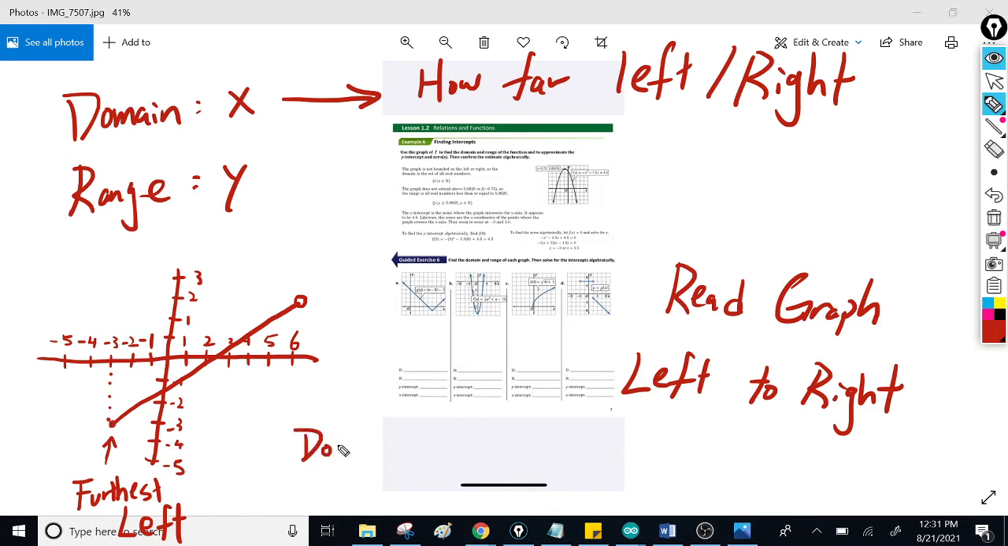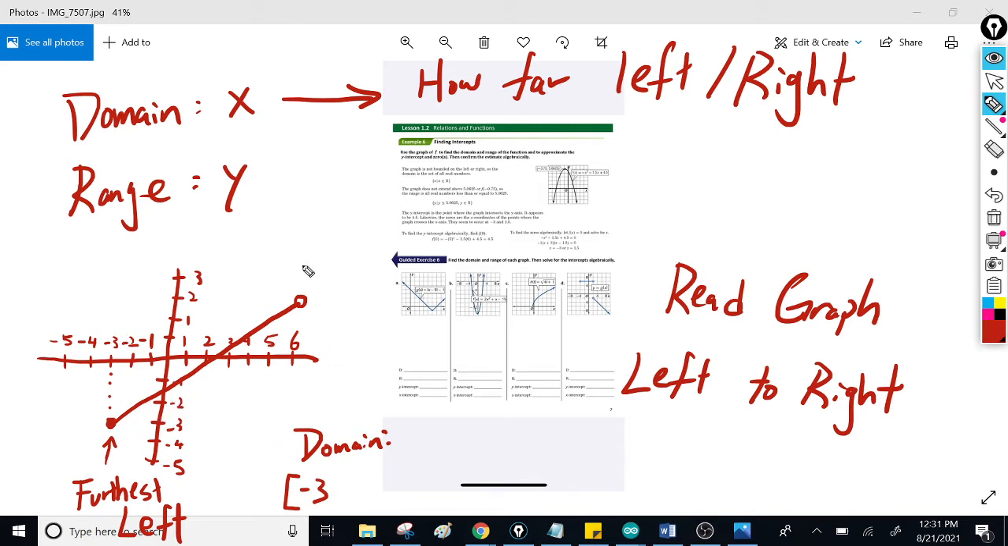So this is probably around -3. That means your domain will start at -3. And this is a closed circle. Closed circle means it is included. It is part of it, all right? So that means I will use a bracket.